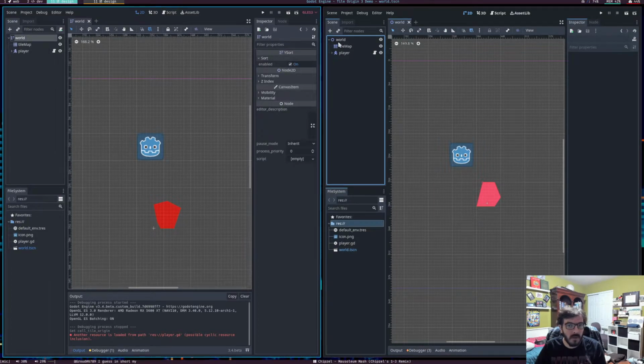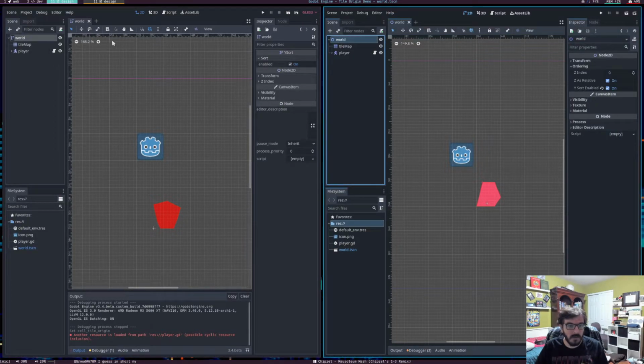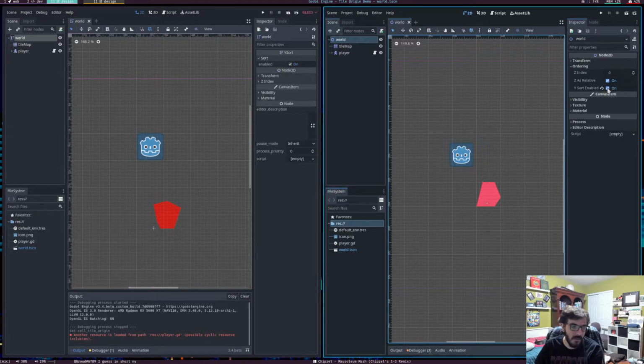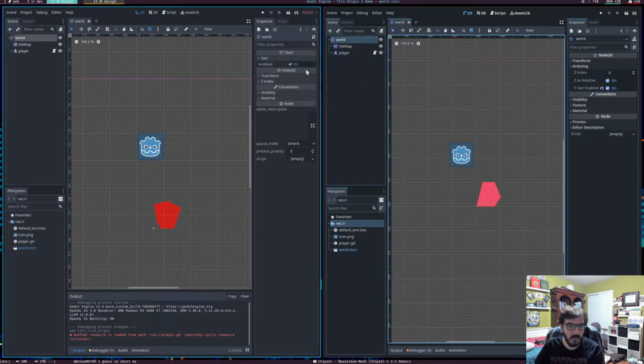The difference between the two worlds, between Godot 3 on the left and Godot 4, is simply that in Godot 3, I have it as a Y sort. That's just because in Godot 4, Y sort was moved to the Node2D level, so there's no need to have a separate node type for it anymore. So Y sort is enabled on both of these worlds.